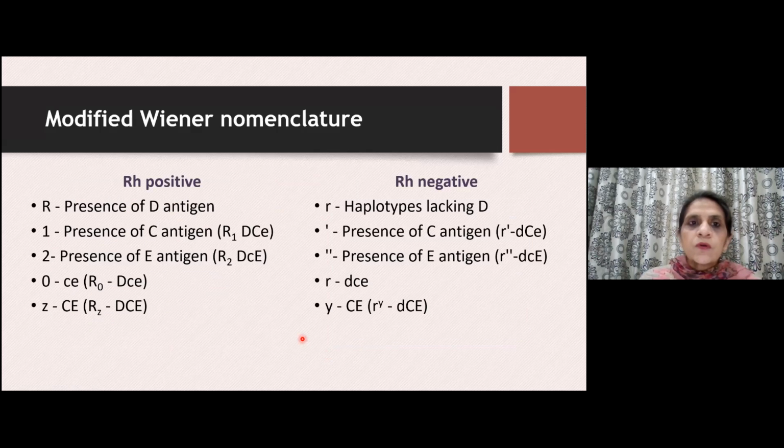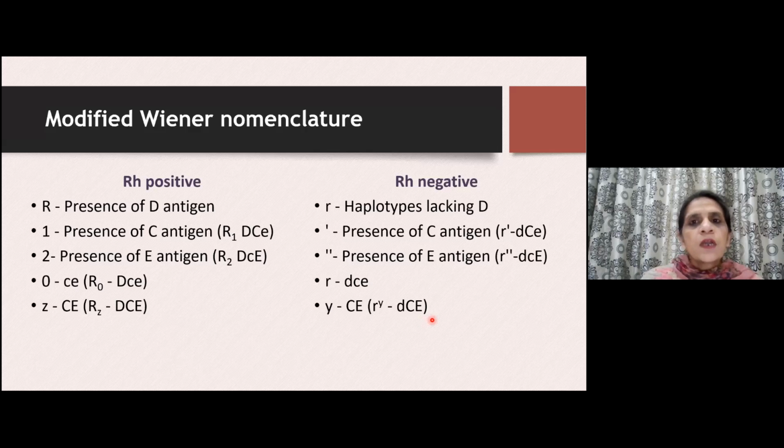What we observe and follow in routine practice is the modified Wiener terminology, in which the capital R in Rh positive denotes the presence of D antigen, 1 denotes the C in uppercase, 2 denotes the E in uppercase, and these, when present along with Rh positive, are denoted as subscripts. Whereas in case of Rh negative, they are present as a single prime or double prime, denoted as superscripts. In the same way, a 0 means that C and E are in lowercase, and if it is a Z, then C and E are in uppercase in case of Rh positive, whereas if it is a Y, then C and E are in uppercase in case of Rh negative. I think most of us are familiar with this terminology.